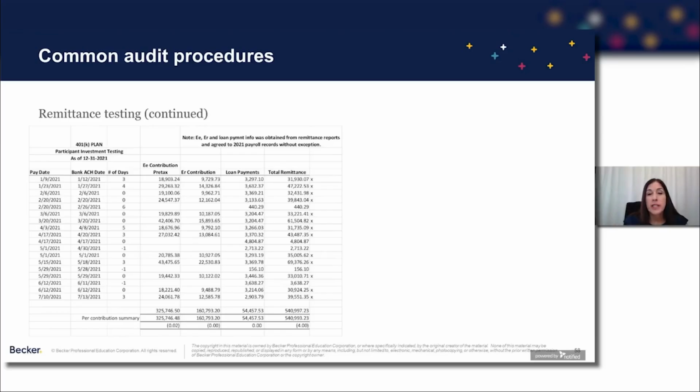I will generally give my plan sponsors a template to be completed where they list out every single pay date and then the date that it was remitted to the plan, and then have them include all of the employee contributions and loan payments, and even the employer contributions, just so I can use it for reconciliation purposes. And then I'll calculate the number of business days between the pay date and the remittance date.